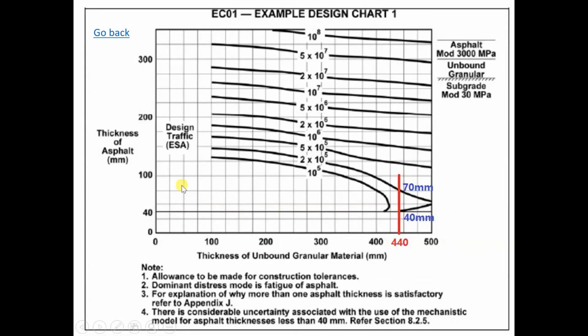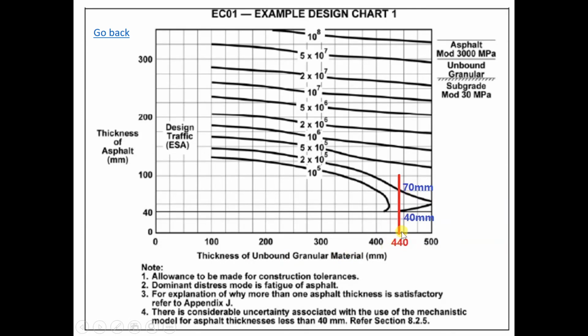For this particular curve, 2 times 10 to the power 5 ESA. You see this curve here, 2 times 10 to the power 5 ESA. For this one, the asphalt is 3000 MPa and the subgrade is 30 MPa, about 3%. Because this curve is like this, the thickness of unbound granular material is 440.